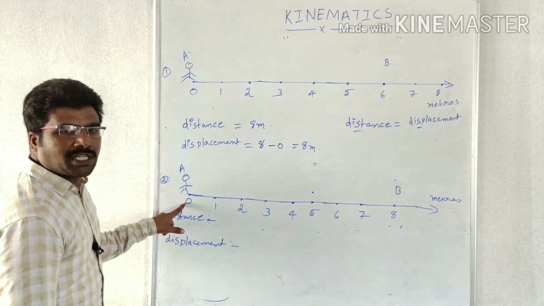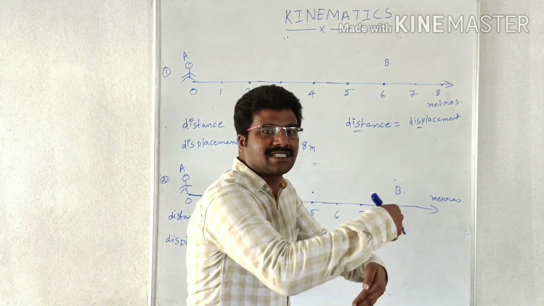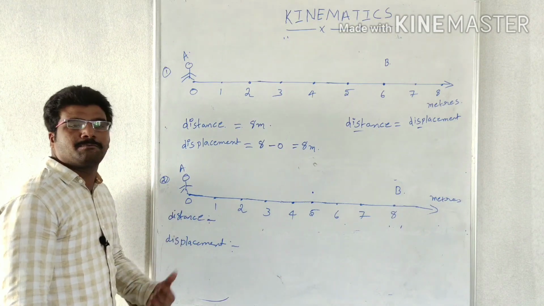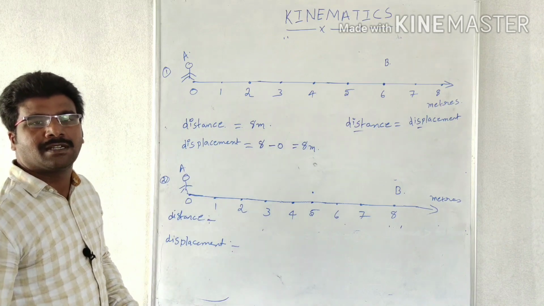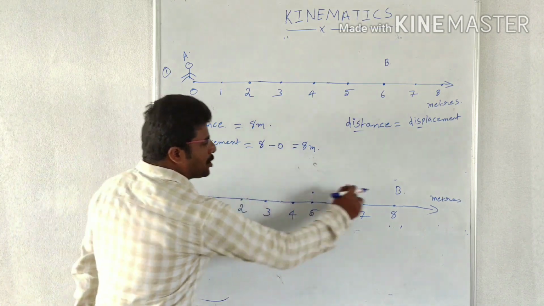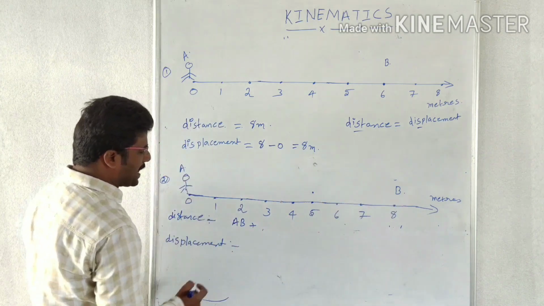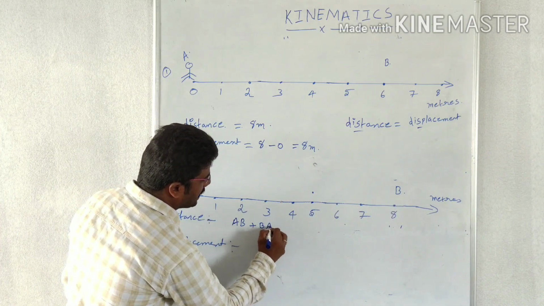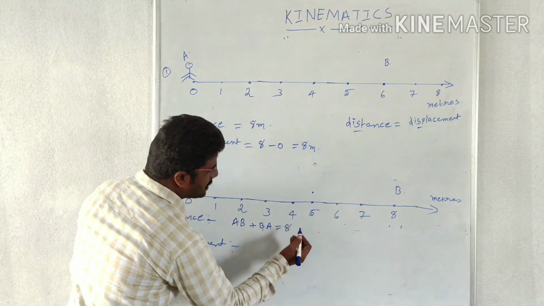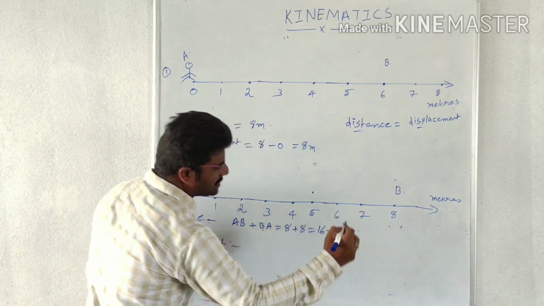So the question is, a person starts from A, reaches B, turns and once again reaches A. Now what is the distance and displacement traveled by the person? Distance is the total path length. So he has gone from A to B, that is AB, plus once again he turns back and returns, that is BA. AB plus BA. AB is 8. Once again he covers 8. 8 plus 8, 16 meters.